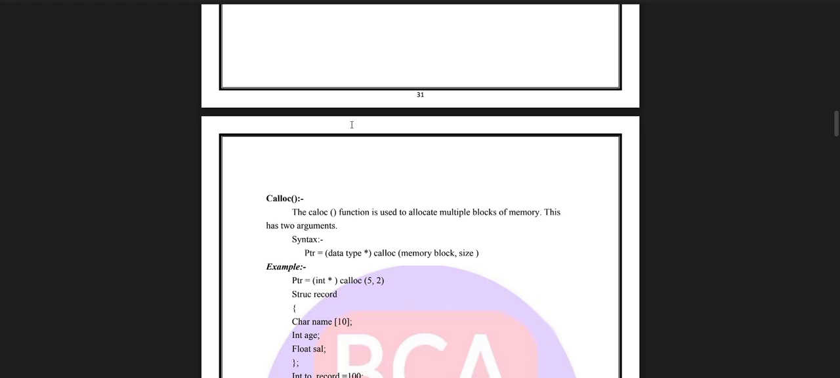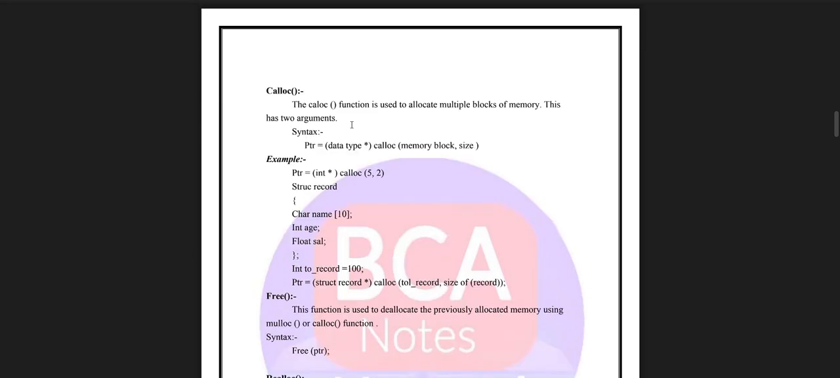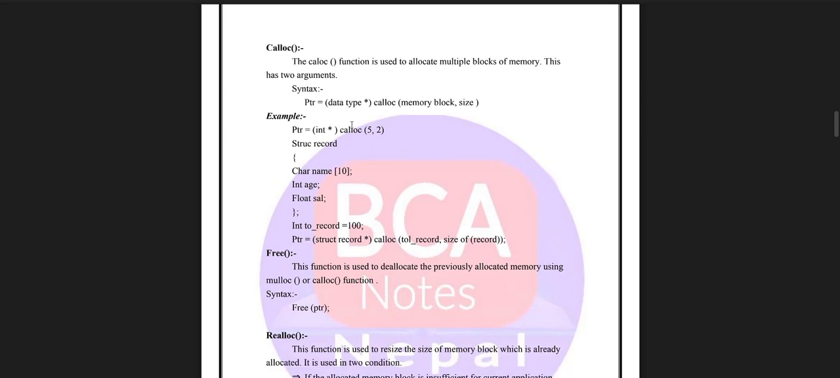The calloc function is used to allocate multiple blocks of memory. It takes two arguments. Syntax: ptr = (data type *) calloc(number of blocks, size). Example: ptr = (int *) calloc(5, 2). For a struct record with name, int age, and float salary, ptr = (struct record *) calloc(100, sizeof(struct record)). The free function is used to deallocate memory previously allocated using the malloc or calloc function.